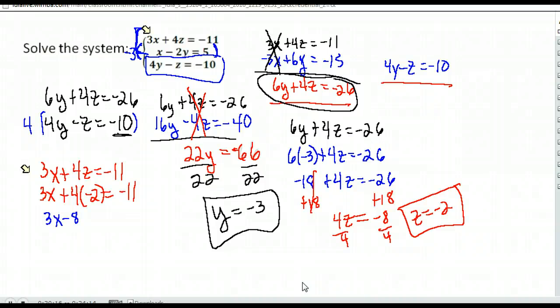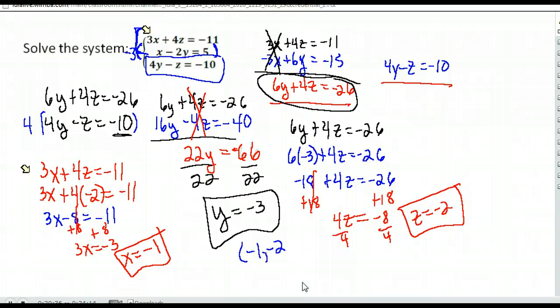That gives us 3x minus 8 equals negative 11. Add 8 to both sides. We get 3x equals negative 3, or x equals negative 1. We're done with that one. We found our solution to be negative 1, negative 2, negative 3, for x, y, and z. Okay, we have one more problem we're going to go through here. It's a shorter one, and it's an important one, so stick around.